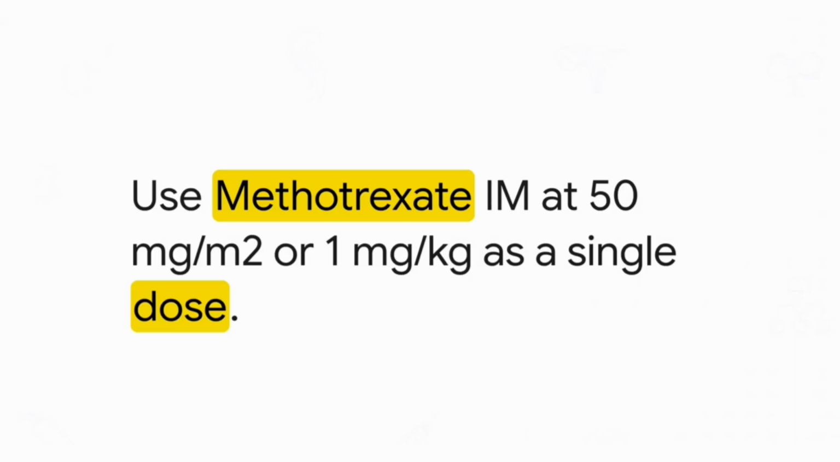Our magic bullet for this is methotrexate, given intramuscularly. The dose you need to know is 50 milligrams per meter squared or 1 milligram per kilogram. Notice that for ectopic pregnancies, we strictly use single-dose therapy. This is a huge high-yield point for your exams, because in conditions like choriocarcinoma, you'd use a multi-dose therapy alternating with folinic acid, but for ectopic, single dose only.